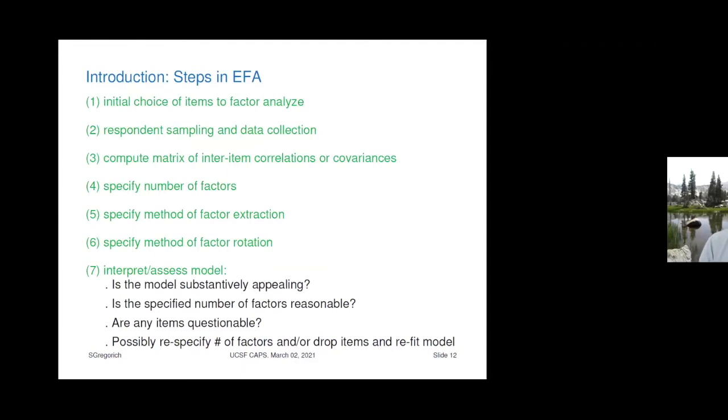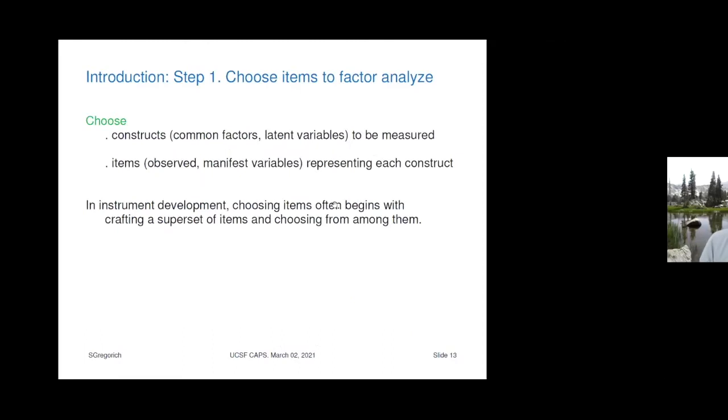So the nuts and bolts here, these are the steps I'm going to cover. And then when I'm done with this, I'm going to present an example application using the Center for Epidemiologic Studies Depression Scale. So the first thing you have to do, if you're building an instrument, is start with choosing constructs. What is it that you want to measure? And then you would have to choose items that you would use to measure those constructs.